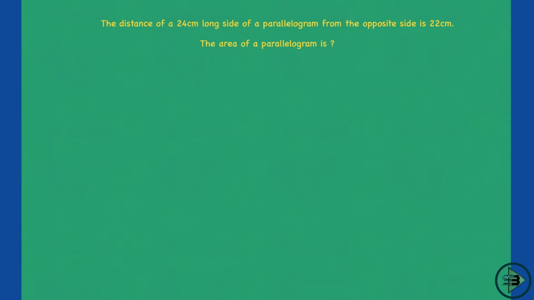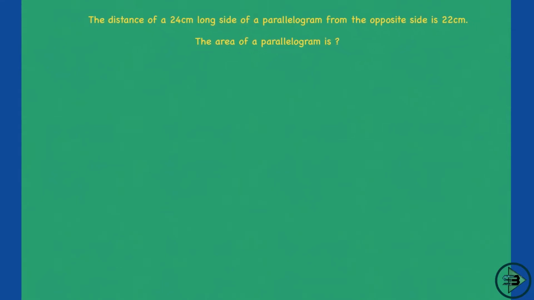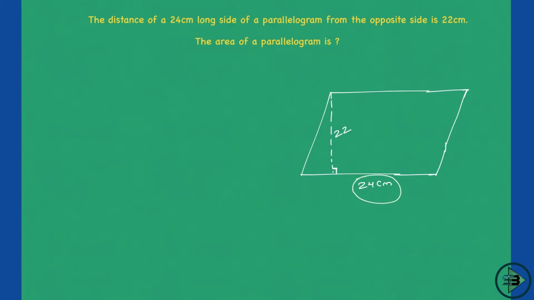If the distance of a 24 centimeter long side of a parallelogram from the opposite side is 22 centimeter. So let's draw a parallelogram, and the 24 centimeter long side of the parallelogram is this. From the opposite side, this distance is 22. And distance is always the perpendicular distance. In case you say it is not mentioned anywhere, it is an understood thing.